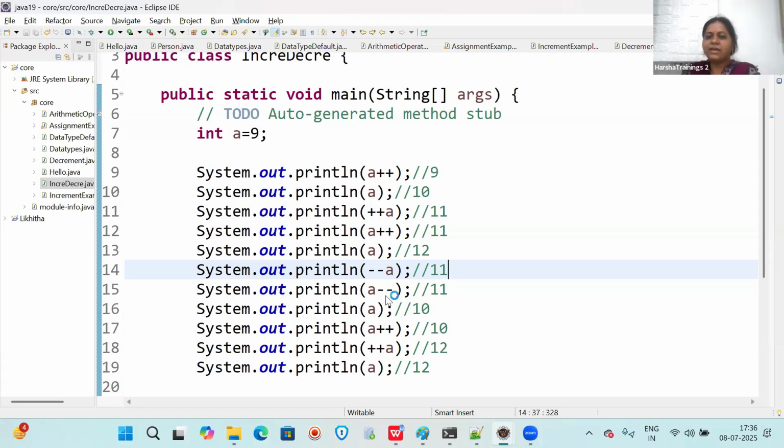So here 11 minus minus, 11 is printed, but the value of A becomes 10. So 10 plus plus means 10 only, but the value of A becomes how much? 11. So the output printed is 10, but what does the A value become? 11.